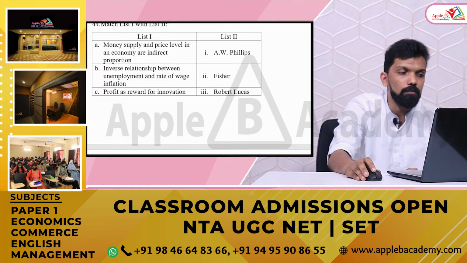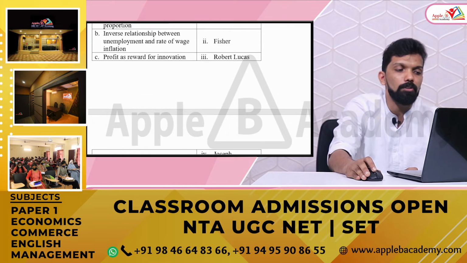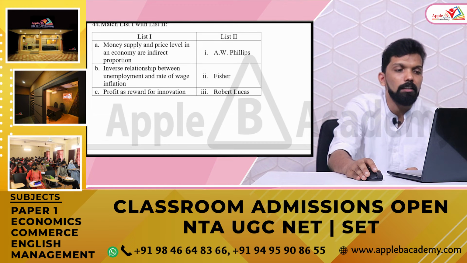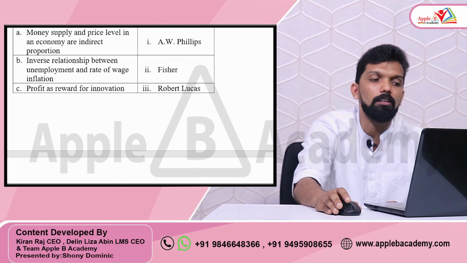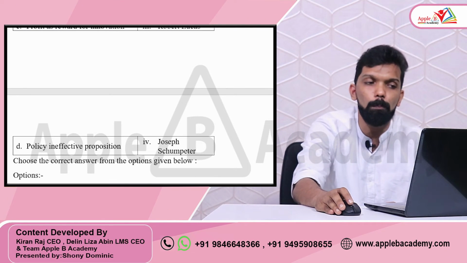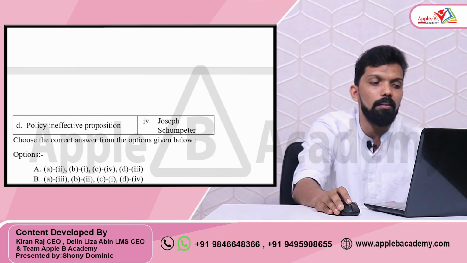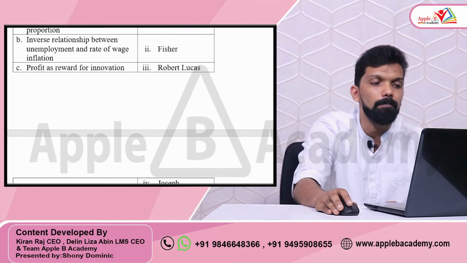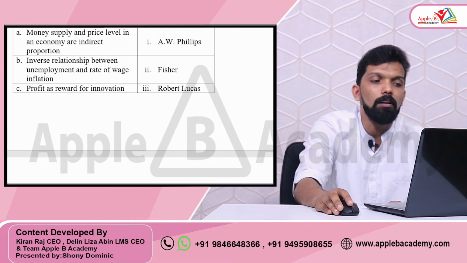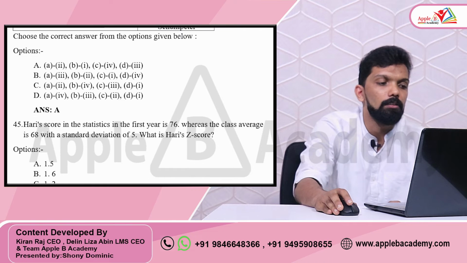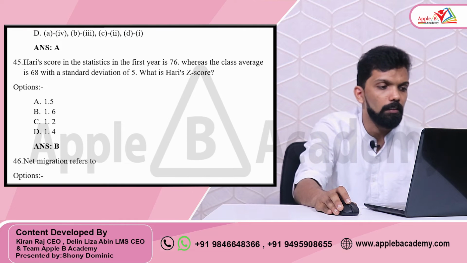First one, in list 1, money supply and the price level in the economy are in direct proportion is connected with Fisher. Then the second one, inverse relationship between unemployment and the rate of wage inflation, is connected with A.W. Phillips. Profit as a reward for innovation is Schumpeter. Then the last one, policy ineffectiveness proposition, is connected with Robert Lucas. Okay, so the right answer is option A.